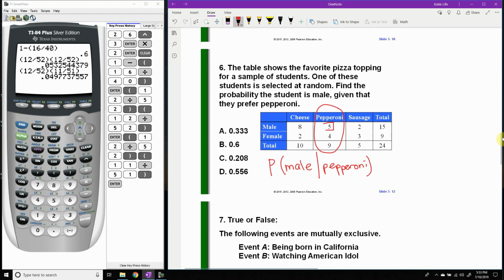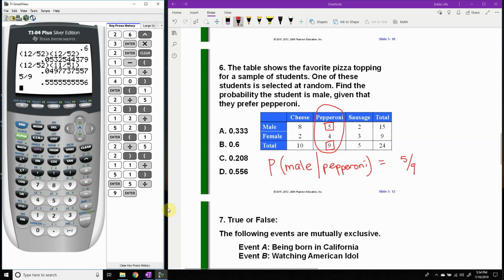Well, 5 male students out of a total of 9 students preferred pepperoni. So the probability here that you are male, given that we're already assuming you prefer pepperoni, is going to be 5/9. 0.555 repeated, so that's D.